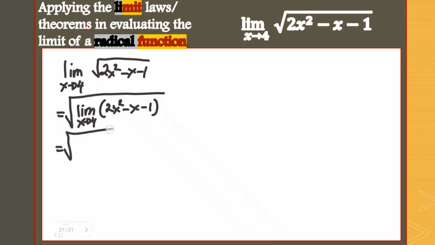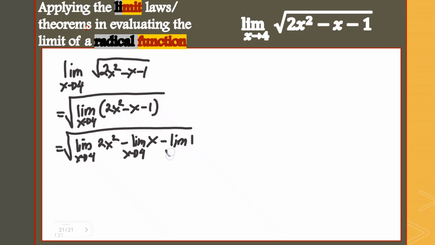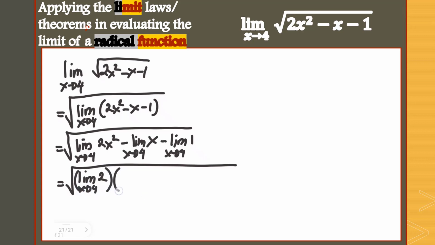So we have here the square root, and then we separate the limit of 2x squared as x approaches 4, minus the limit of x as x approaches 4, minus the limit of 1 as x approaches 4. Then we have to apply the power and the product for the first limit. We have the limit of 2 as x approaches 4, then the limit of x as x approaches 4 and your power here, right? The limit of x as x approaches 4, minus the limit of 1 as x approaches 4.